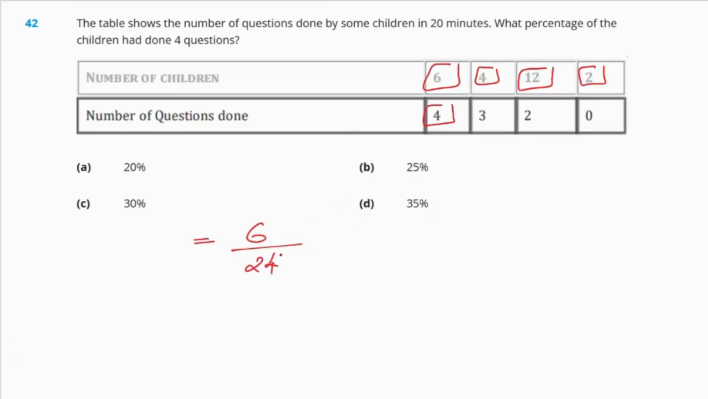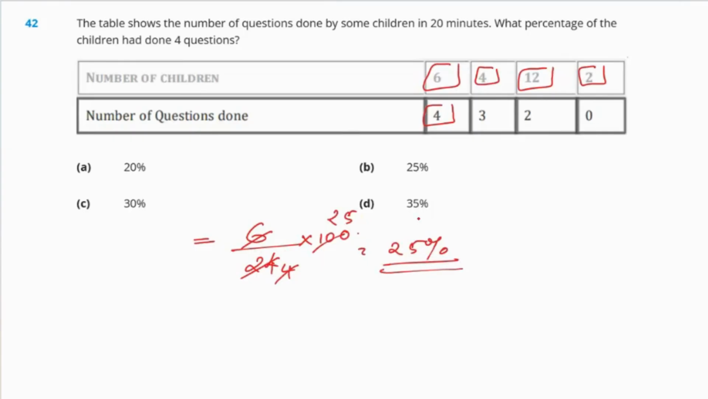Okay. So here 6 by 24 into 100. So we will get the percentage of students who have done 4 questions. So here, which is equal to 25%. So 25% of the students have done 4 questions correctly.